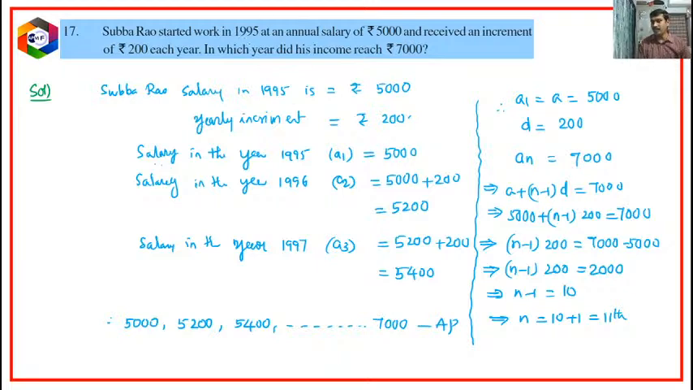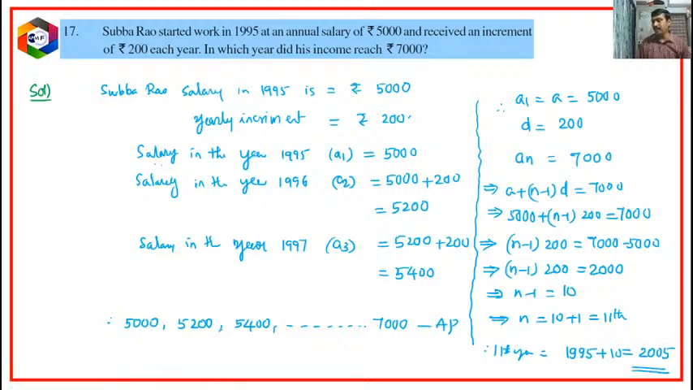What is the 11th year? That is after 10 years. 10 years completion means 2005. 1995 is the first year, 96 will be the second year and 97 will be the third year. So therefore the 11th year will be, by adding 10, 1995 plus 10 years completed, then the 11th year is equal to 2005.